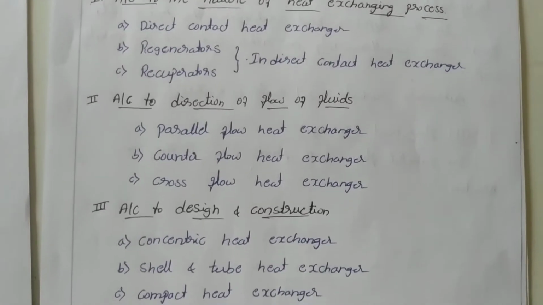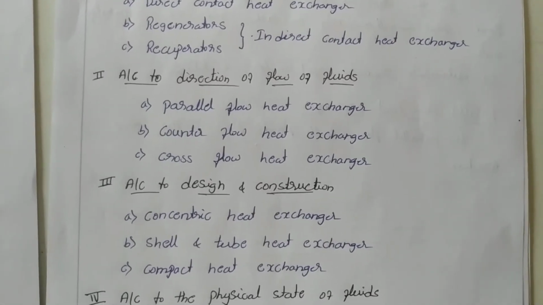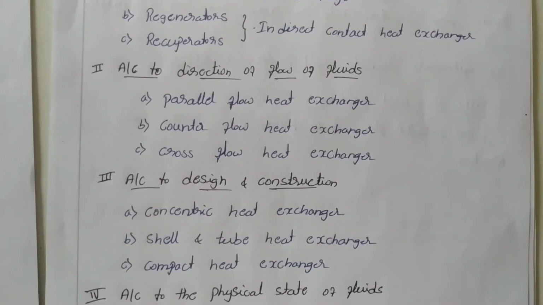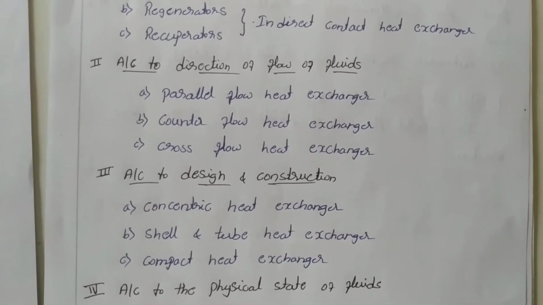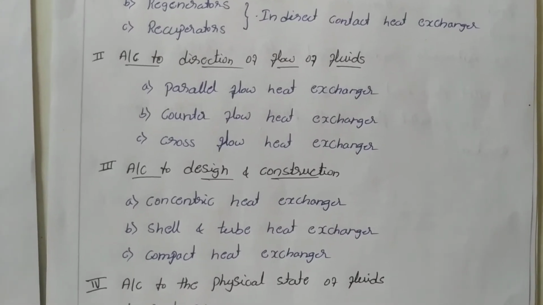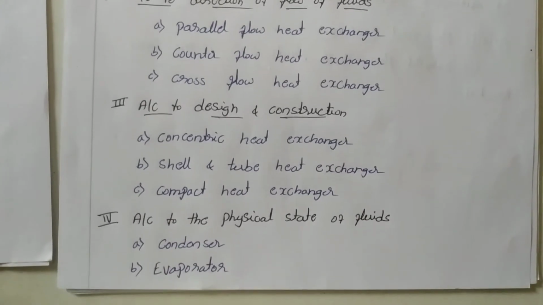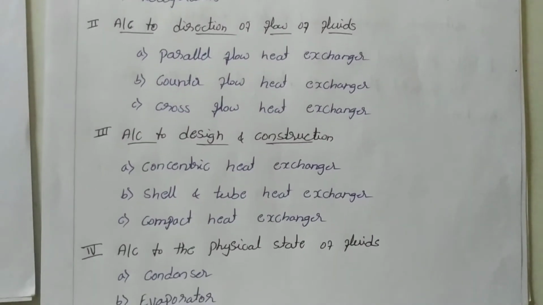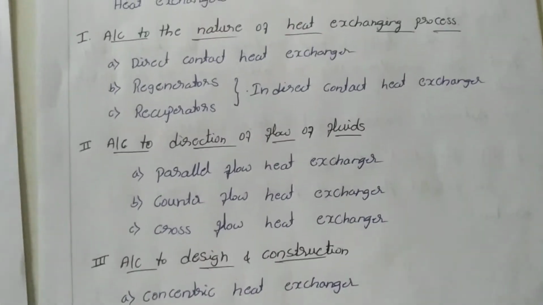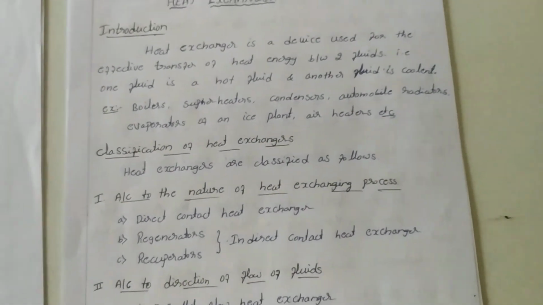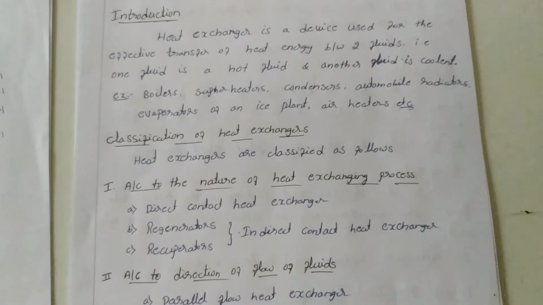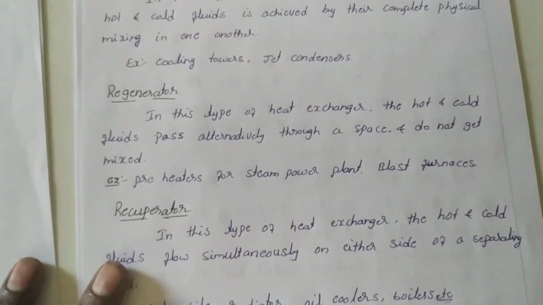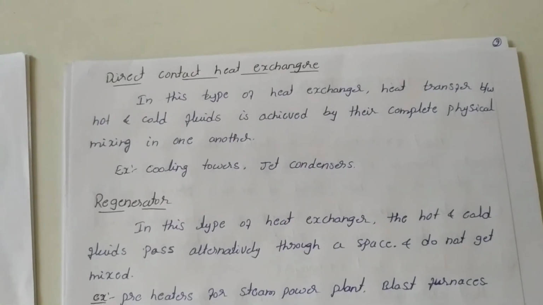And third, according to the design and construction of the heat exchanger, we can classify them into three types: concentric heat exchanger, shell and tube heat exchanger, and compact heat exchanger. And the fourth, according to the physical state of the fluid, we have the condenser and evaporator. So we have discussed the classification one by one. Now, the direct contact heat exchanger.